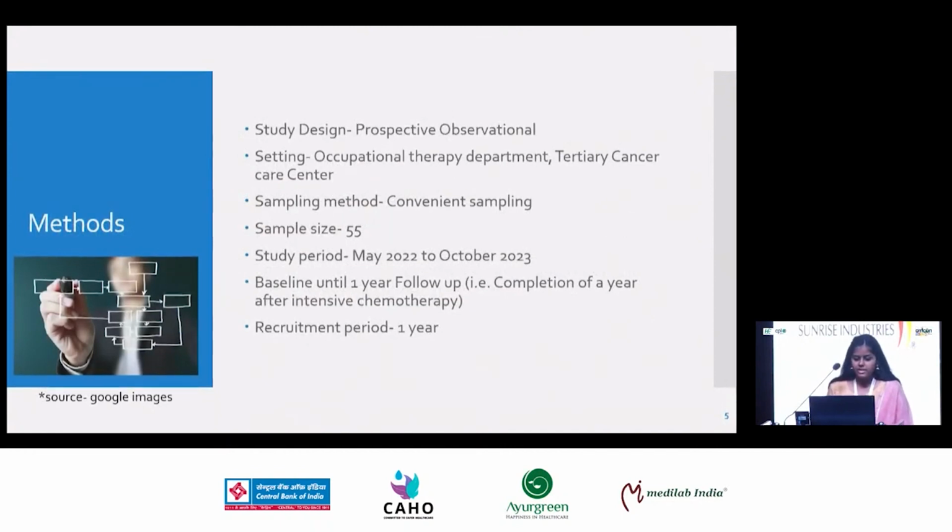The study design was prospective observational. The setting was the occupational therapy department in a tertiary cancer care center. Sample size was 55, out of which 2 patients were lost to follow-up. The study period was from October 2022 to May 2023, which included a year of recruitment and a year of follow-up.